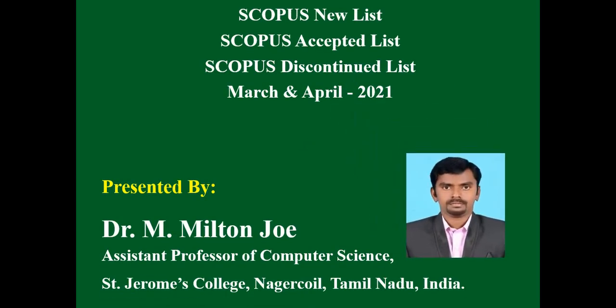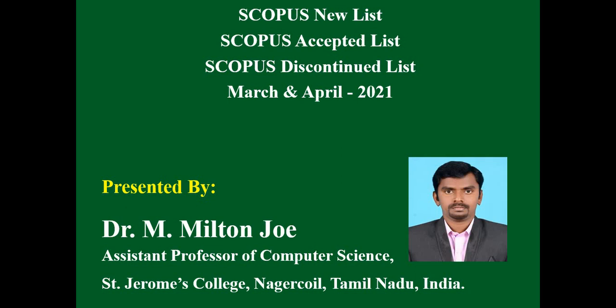In this video, we are going to discuss the Scopus new list, Scopus accepted list, and Scopus discontinued list for March and April 2021. So far, Scopus has released two separate Excel files: one is for the Scopus source list and another one is for the Scopus discontinued list. The Scopus source list Excel file is updated twice in a year, whereas the Scopus discontinued list is updated monthly.